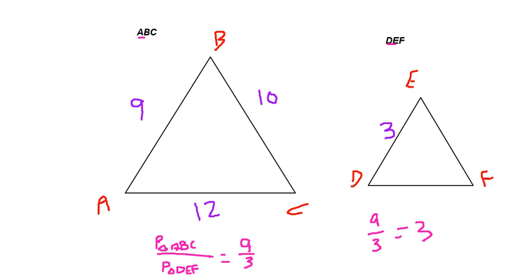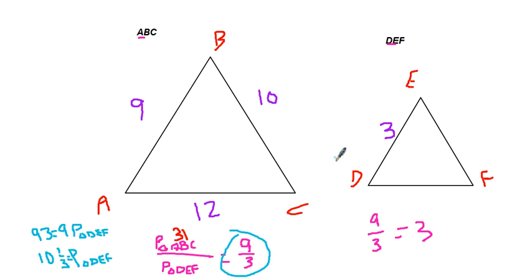You can do cross multiplying to find this. We know that the perimeter of triangle ABC from looking at the picture is 31. We can plug that right in and cross multiply. When you do that, you get 93 equals 9 times the perimeter of triangle DEF. Then you simplify, and you would get 10 and 1/3 as the perimeter of triangle DEF. You can do that just by using the fact that the perimeter has to have the exact same ratio, the same proportion, as the scale factor of the two triangles.